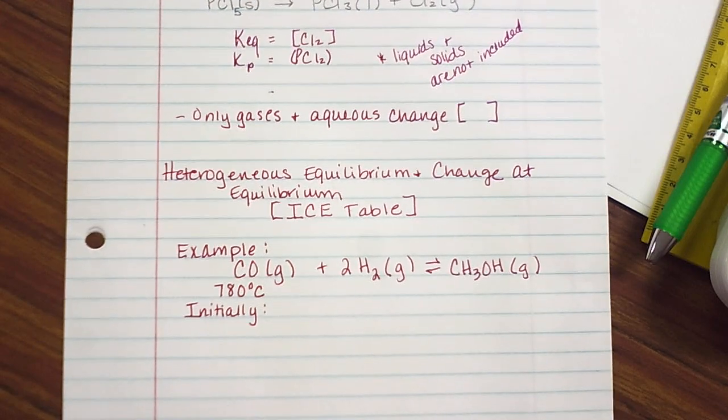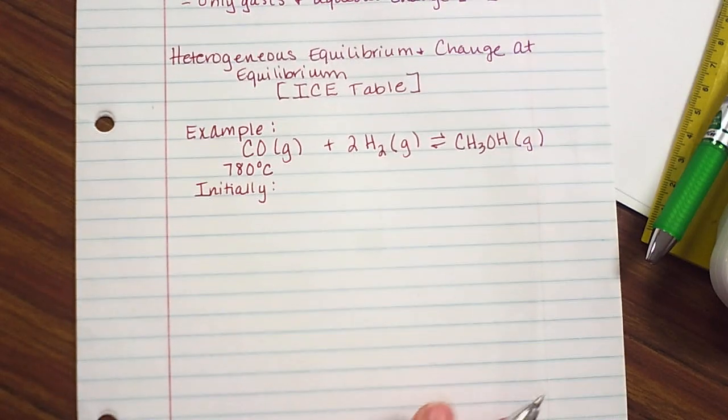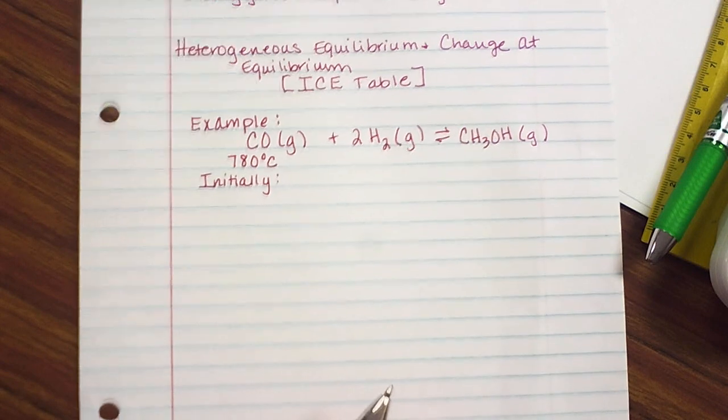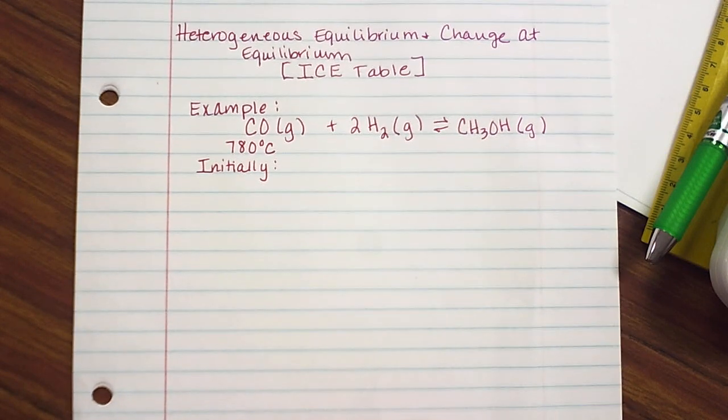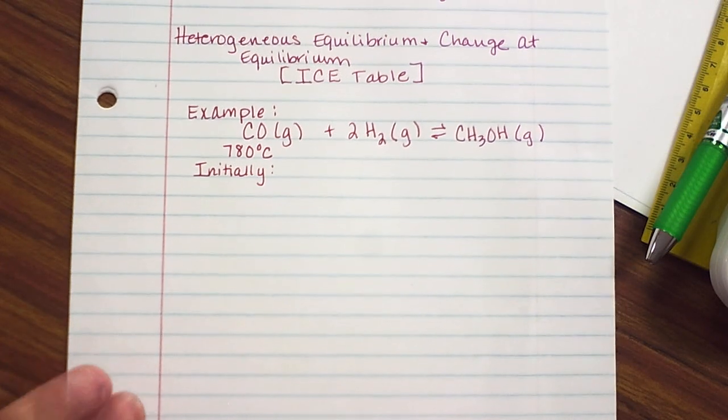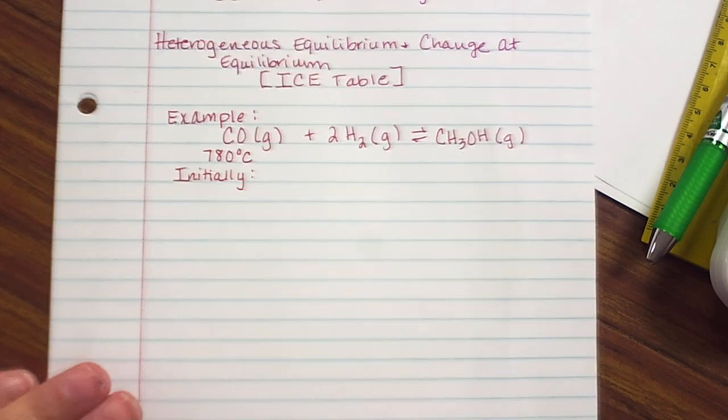And now we're talking about heterogeneous equilibrium and change at equilibrium, and this is going to include something called an ICE table. An ICE table is a huge concept, which I didn't mention. It's prevalent in many, many different situations, including acids and bases, titrations, and all kinds of things. So this is gigantic. So here's an example problem.